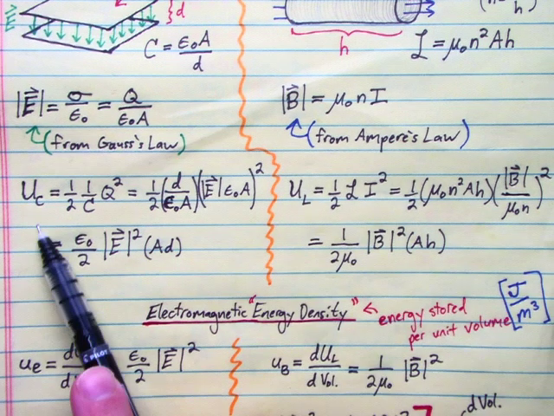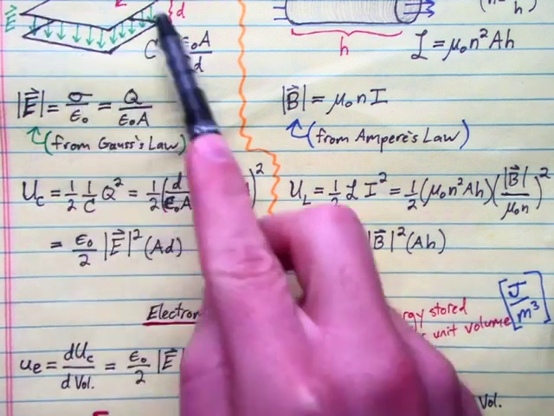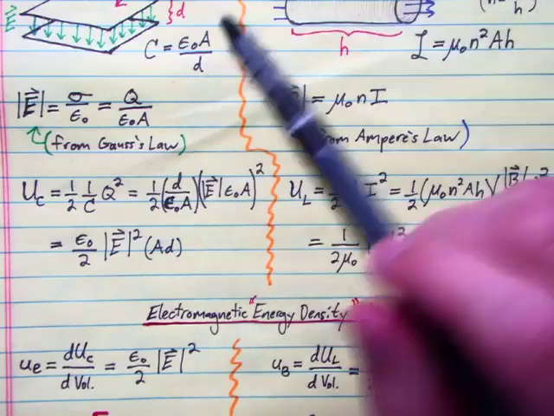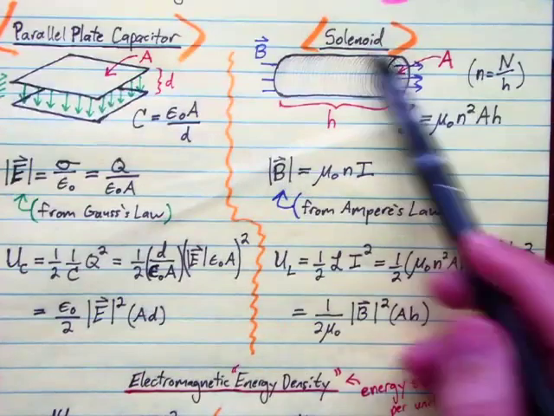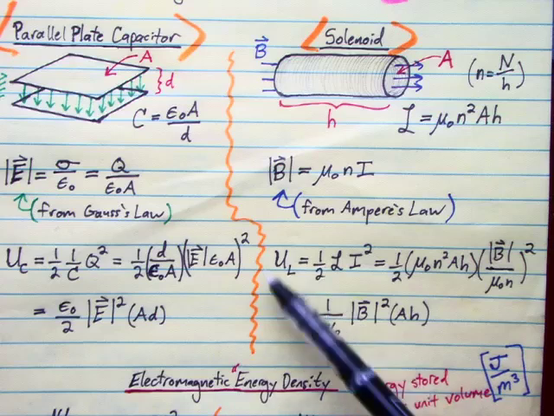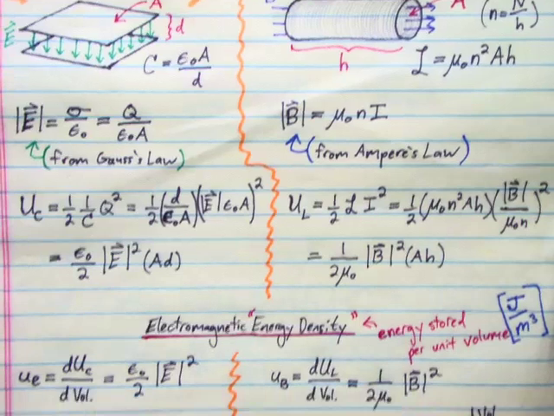This U that the capacitor is storing, where is that energy? Where is it to be found? Could you locate it? Could you point to a location in space where that energy is? And this U that our inductor is storing, where is that energy? Could you point to a location in space where that energy is being stored? We now have an answer.